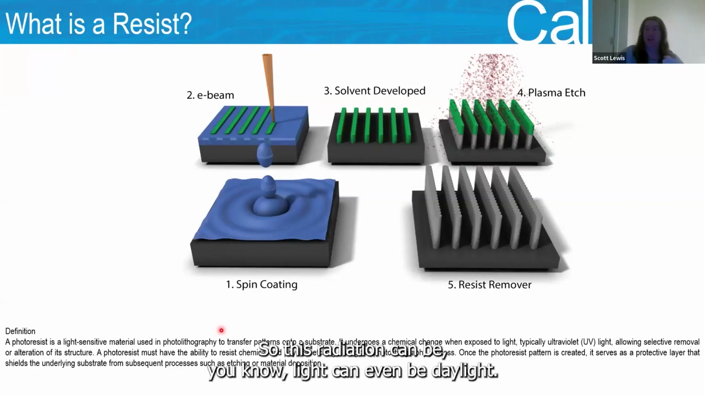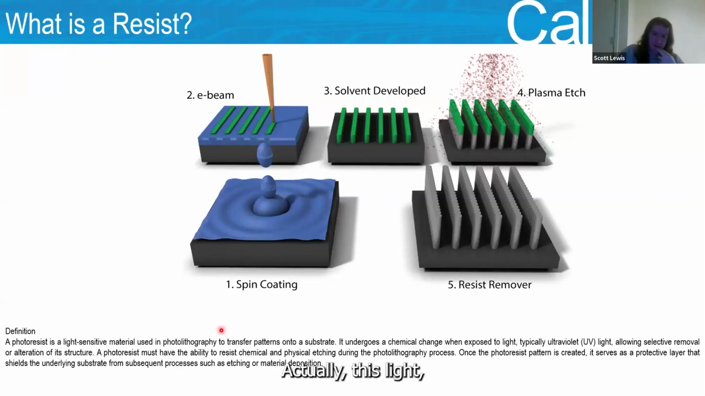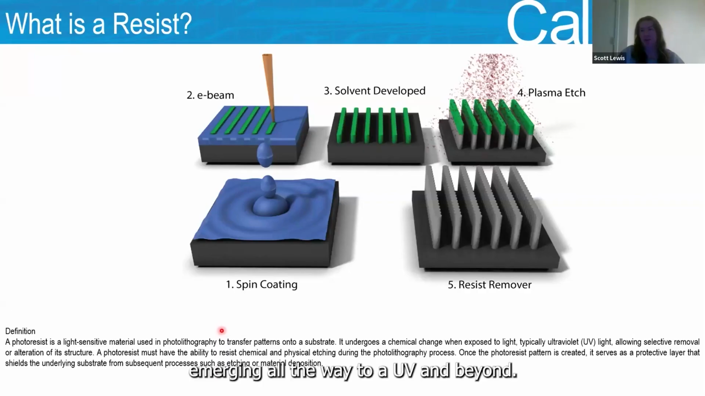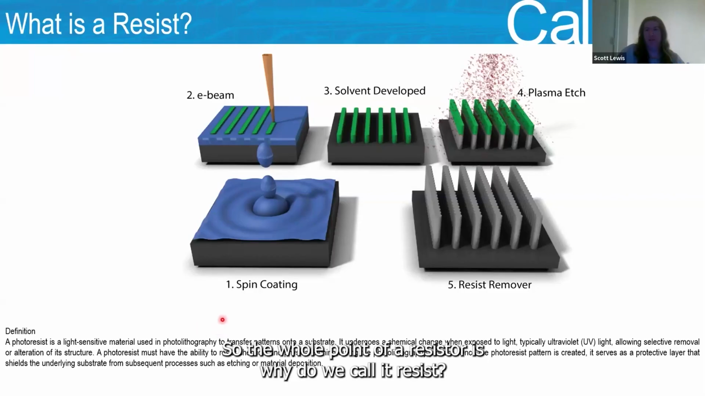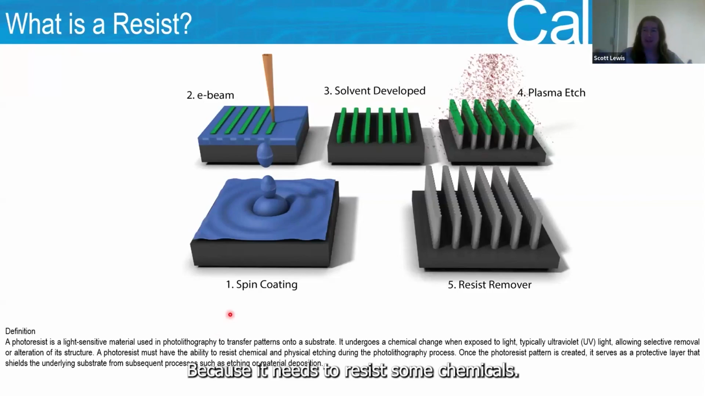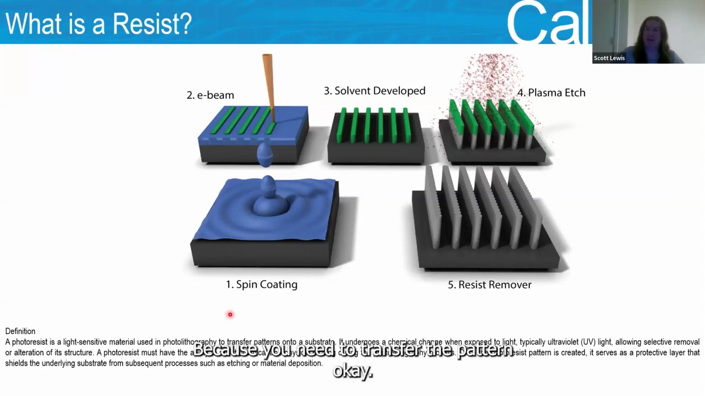It can even be daylight, actually. It's light radiation. It could be 193 immersion all the way to EUV and beyond. Okay. Also going to be electron beam. So the whole point of a resist, why do we call it a resist? Because it needs to resist some chemicals, because you need to transfer the pattern.